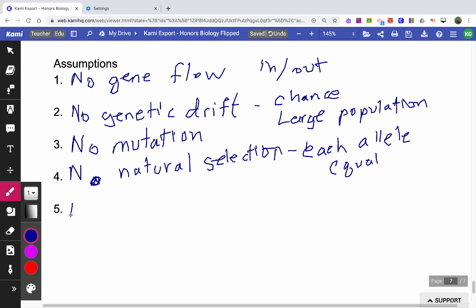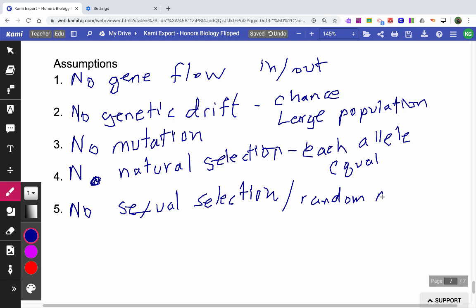Then the fifth one is no sexual selection. Another way of saying that is that you had random mating. And random mating doesn't usually happen in most animal populations. It happens in plant populations. It happens in starfish. Starfish random mating. Male starfish spawn their sperm. Female starfish spawn their eggs. They meet each other in the ocean. And that's the example of random mating.